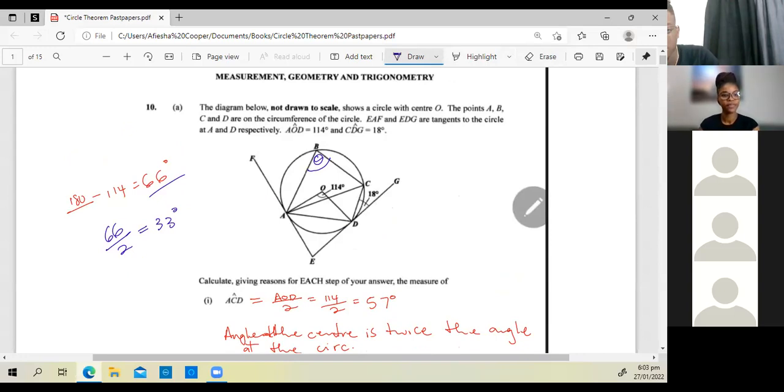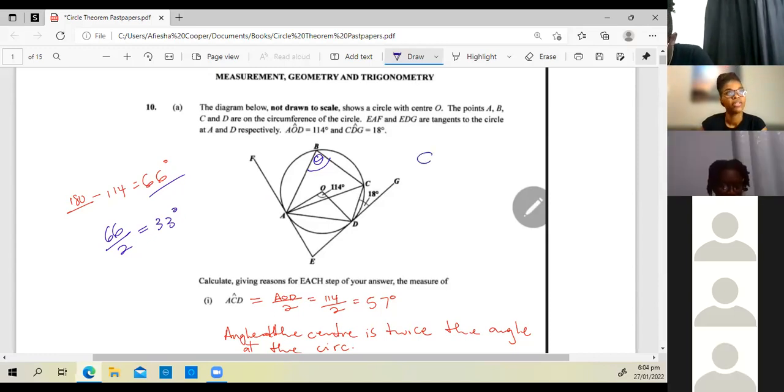Anyone? So we know that ABCD, what type of shape? Cyclic quad. Nice. So that means opposites are going to sum to 180. So we know this angle up here and this one here are going to sum to 180, right?